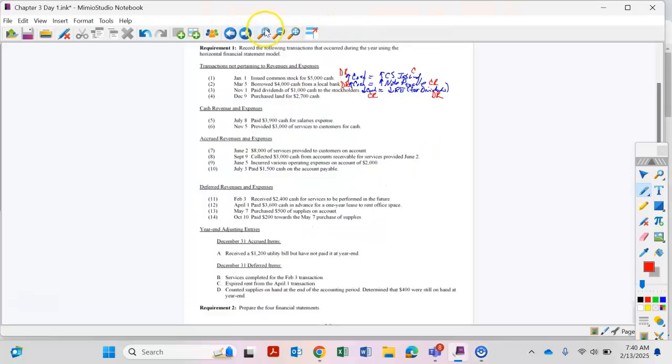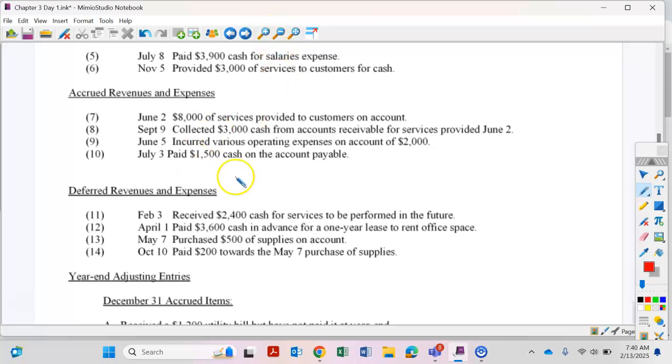Okay, so let's go to our problem. We got all the way through number 10, and let's just work our way through. Ideally, you would stop this video and work 11 through 14 on your own. That's how I'd really prefer you do this, but I'm going to quickly go through them just so you have the answer.